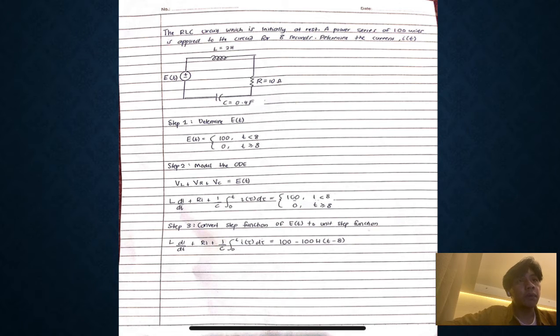For the first step, we have to determine E(t). We have to get the power supply, and then we get the time t for which it is applied to the circuit, which is 8 seconds. Then for the second step, we have to model the ODE. We have to take the capacitor, the inductor, and also the resistance. After we get all the L, the R, and the C, then we convert the step function of E(t) into a unit step function.